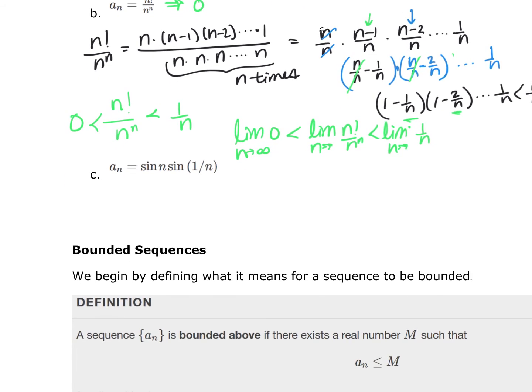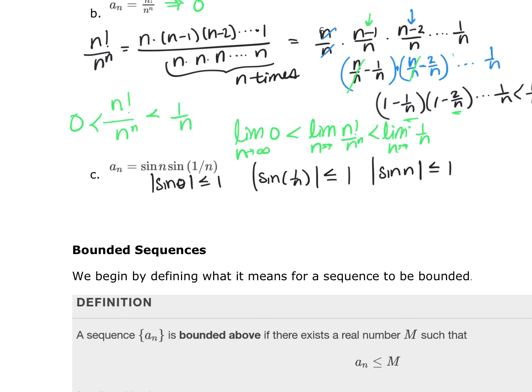Let's take a look at my last example here. We have a sub n, which is sine of 1 over n. What we know is that the absolute value of the sine of any angle theta has to be less than or equal to 1. So that tells me that the absolute value of the sine of 1 over n has to be less than or equal to 1. And simultaneously, the absolute value of the sine of n has to be less than or equal to 1.